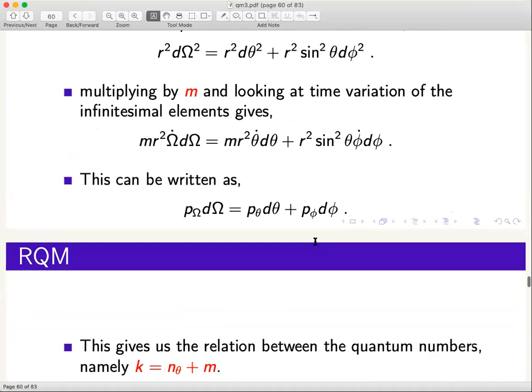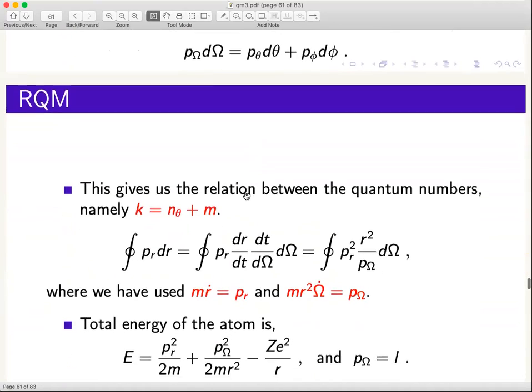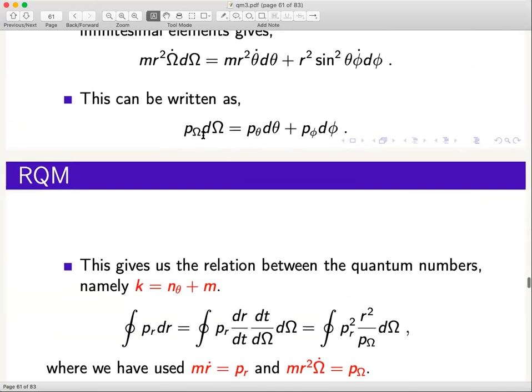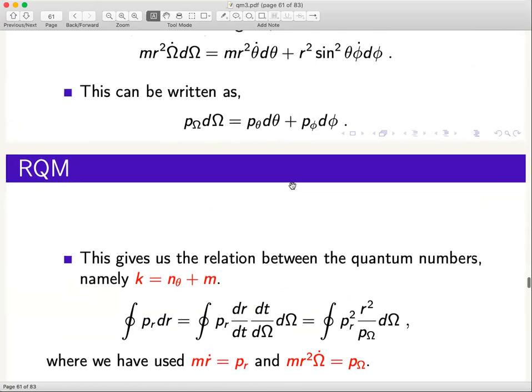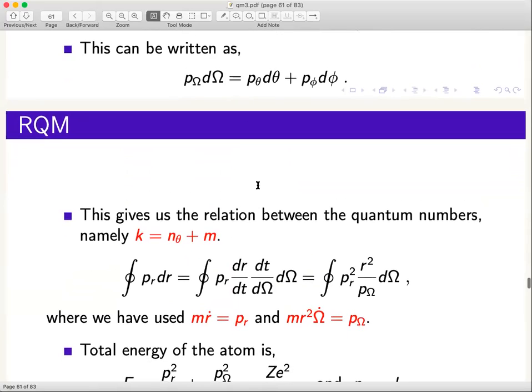So we can use this, and this relation tells us basically that if you do the integral of this expression, then we know the quantization rule for each one of them, and this quantization rule tells us that k is equal to n theta plus m. That is the relation between these quantities. What we actually want to do is to find how we would replace PR in the radial equation. We have a PR squared factor, how we will replace that by doing integrals over compact variables.